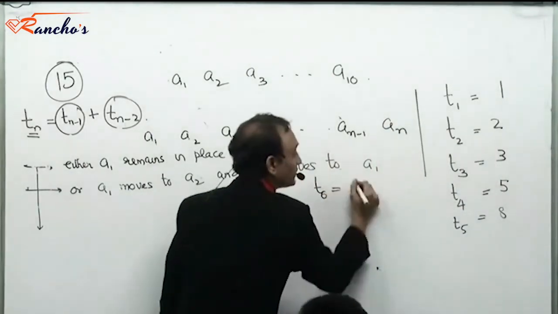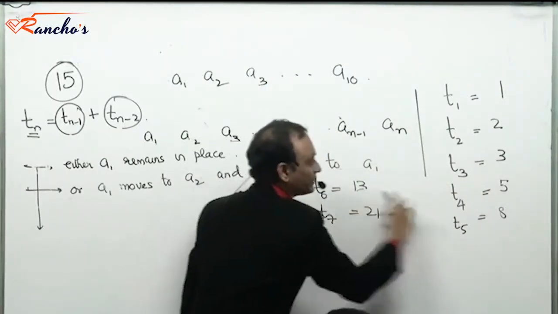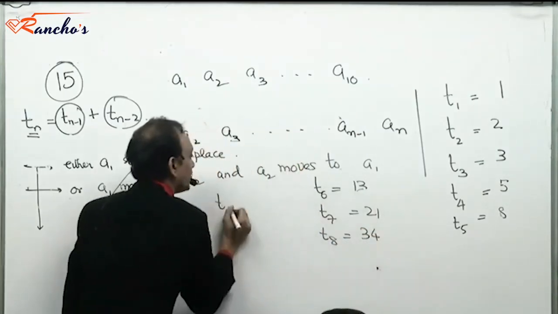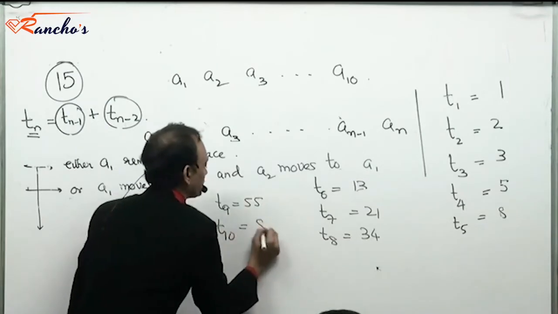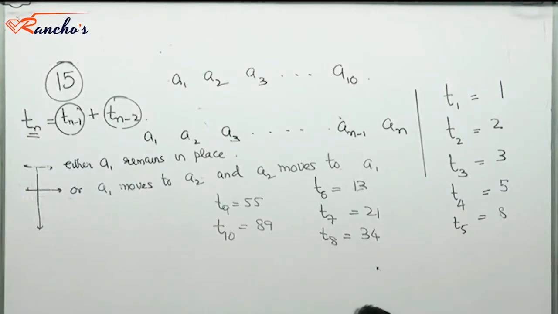T6 would be 13. T7 would be 21. T8 would be 34. T9 would be 55. T10 would be 89. T10 is what we were seeking to find. T10 is 89.